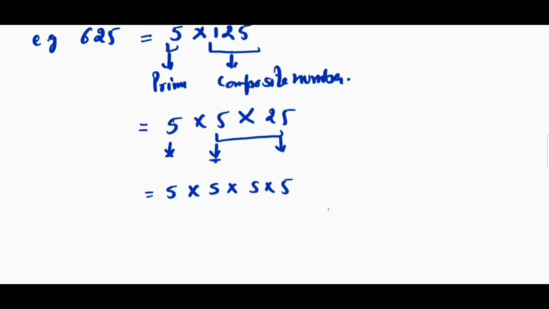So here what we did: if we keep on doing the factorization like this, ultimately we'll arrive at a stage when all the factors are prime numbers. For example, in 625, I first wrote 625 as its two factors 5 and 125, and again I split this 125 into two factors 5 and 25. Again I can split this 25 into 5 into 5, till I got all the factors as prime numbers, and I can write this as 5 raised to power 4.